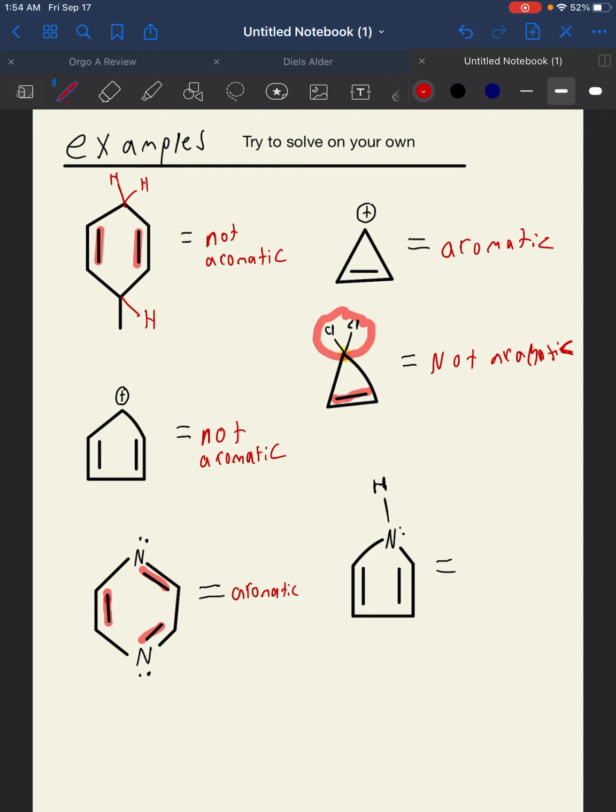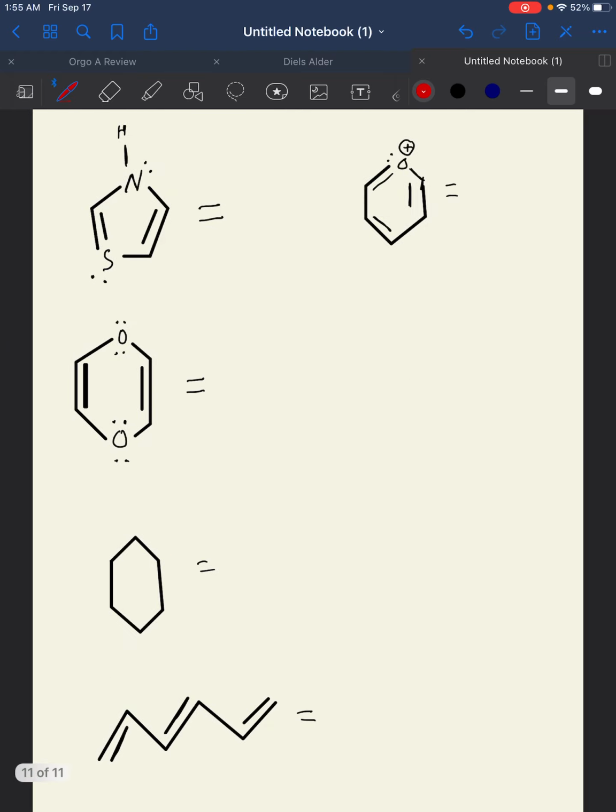Okay, so next molecule. We have, let me see, 2, 4, 6, and it has continuous pi orbitals open to resonate around in a circle. So it is 100% aromatic.